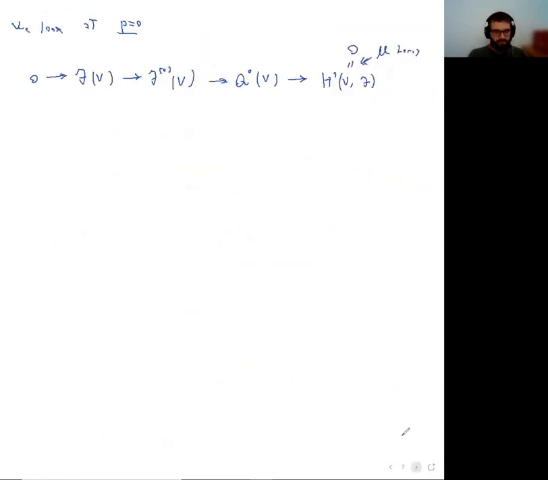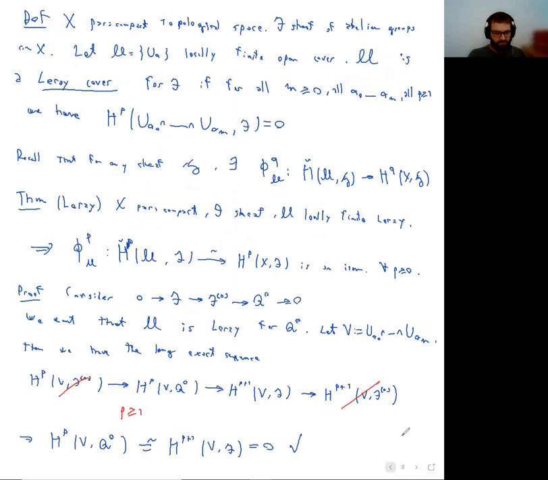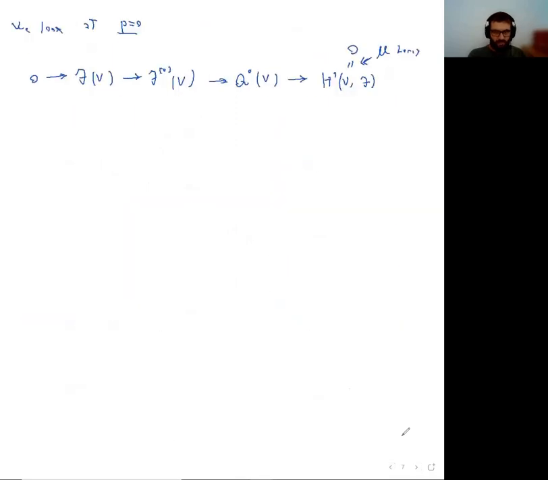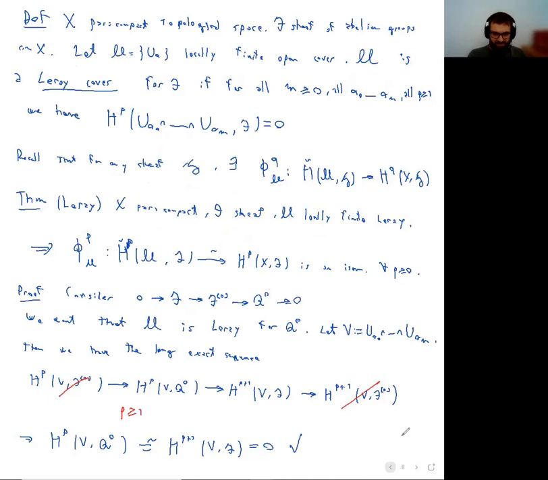Did I make a mess? Okay, I swapped page 7 and 8. I have no idea how I did that. But sure. Okay.